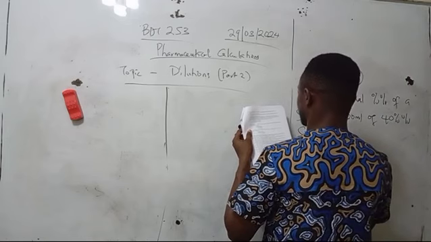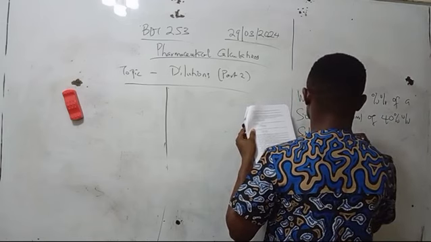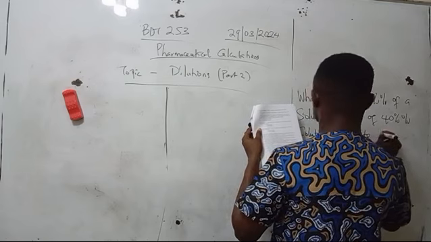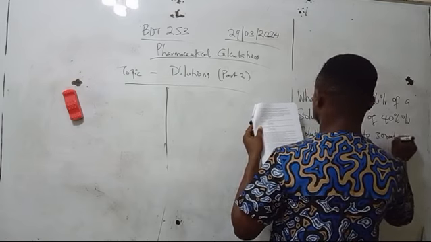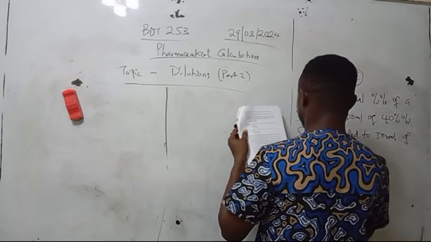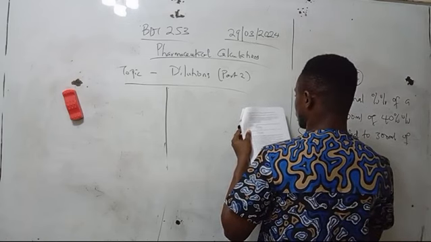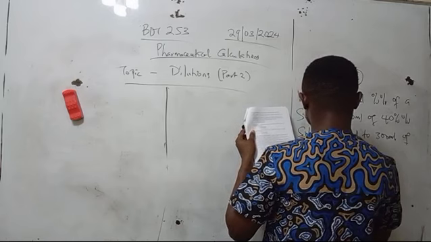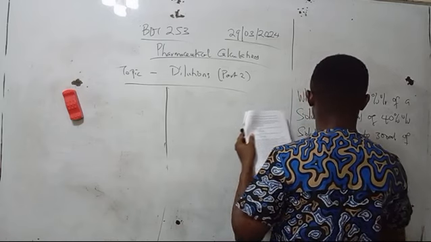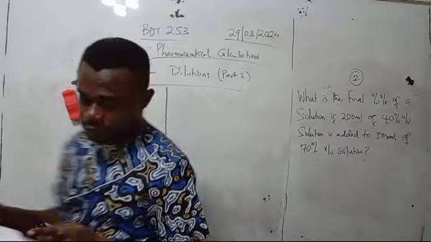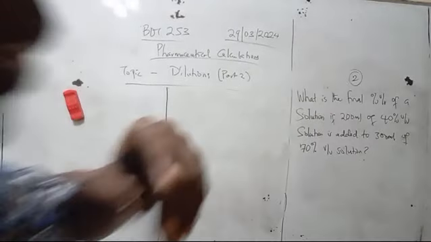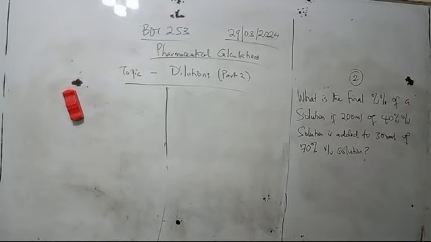What is the final percent volume in volume of a solution if 200 ml of 40% volume in volume solution is added to 300 ml of 70% volume in volume solution?